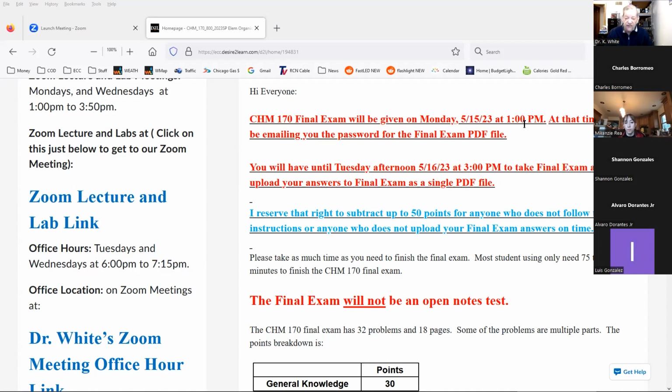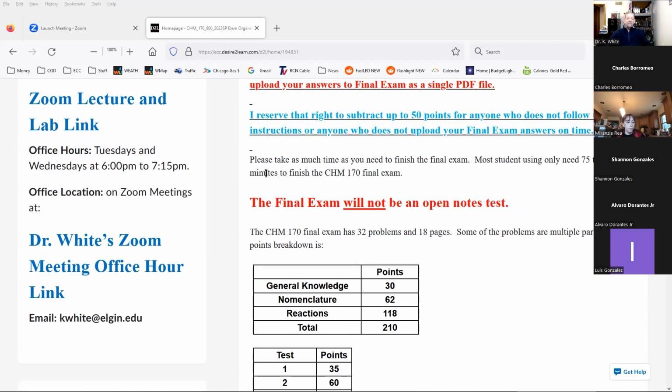I reserve the right to subtract up to 50 points for anyone who does not follow instructions. That hasn't happened this class. In the other class, I had a few who were sending me JPEG files, and I don't like dealing with that. It's a lot of extra work. Take as much time as you need to finish the final exam. Most students, if we were face-to-face with a similar final exam, usually take 75 to 90 minutes. Relax, students do good on my final exam.